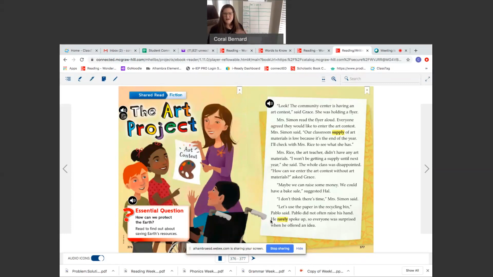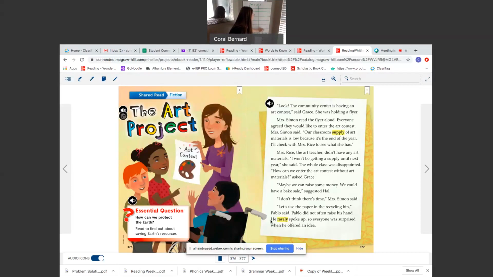If Pablo did not often raise his hand, not often means not a lot, and he rarely spoke up, rarely must also mean not a lot. So I'm going to go ahead and find rarely on my anchor chart, right here, right up top of supply. And I'm going to write my definition. I'm going to write not often or not a lot.